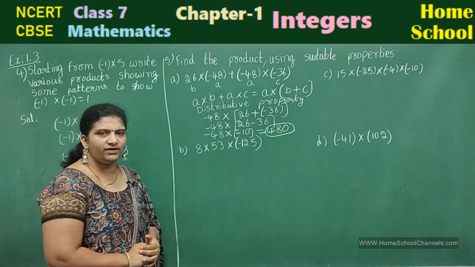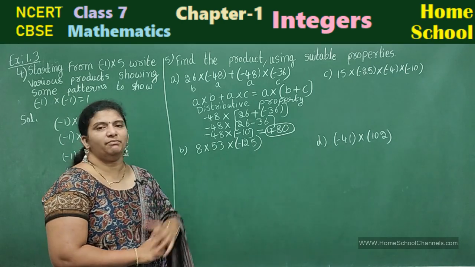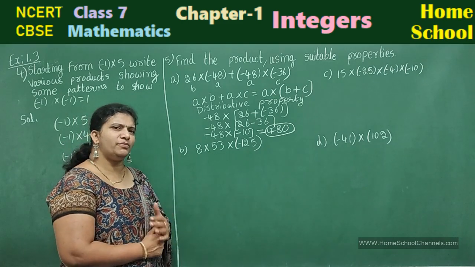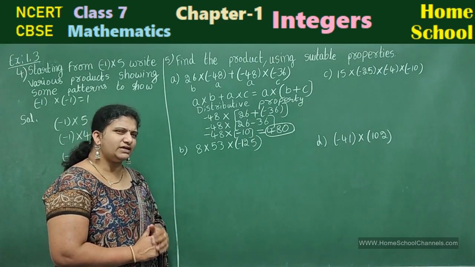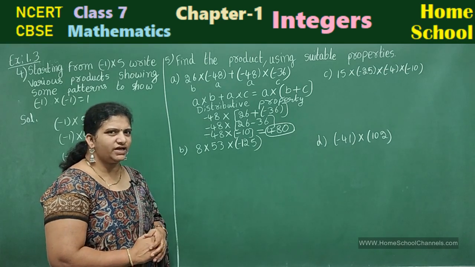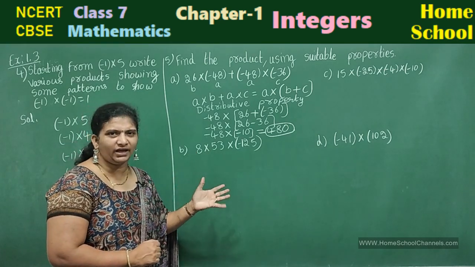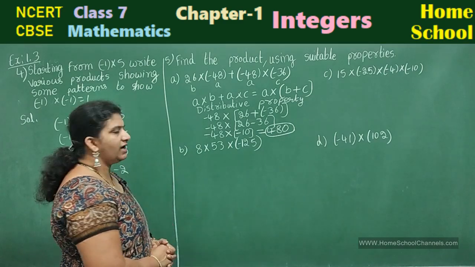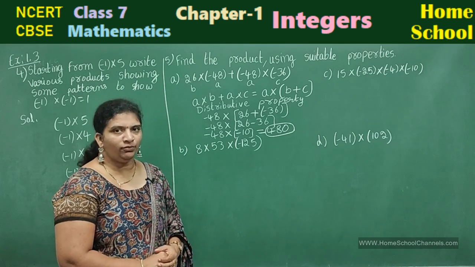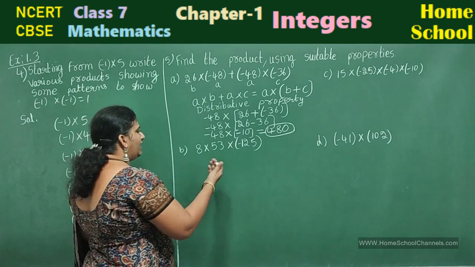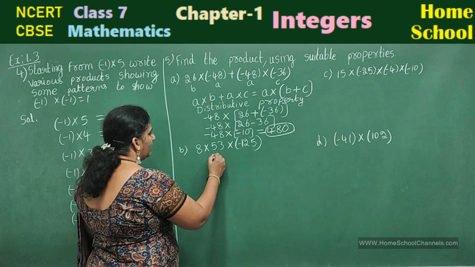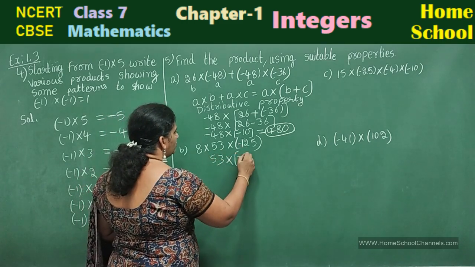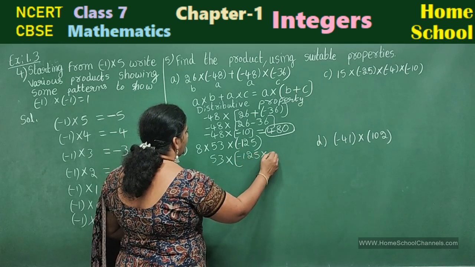Observe here carefully. You are multiplying three numbers. Which property do you remember? Is it associative? If it were associative, they would have given a bracket or something. So which property can we see? I think I can apply the commutative property here. Any two numbers you multiply. Let me multiply these two, minus 125 into 8.